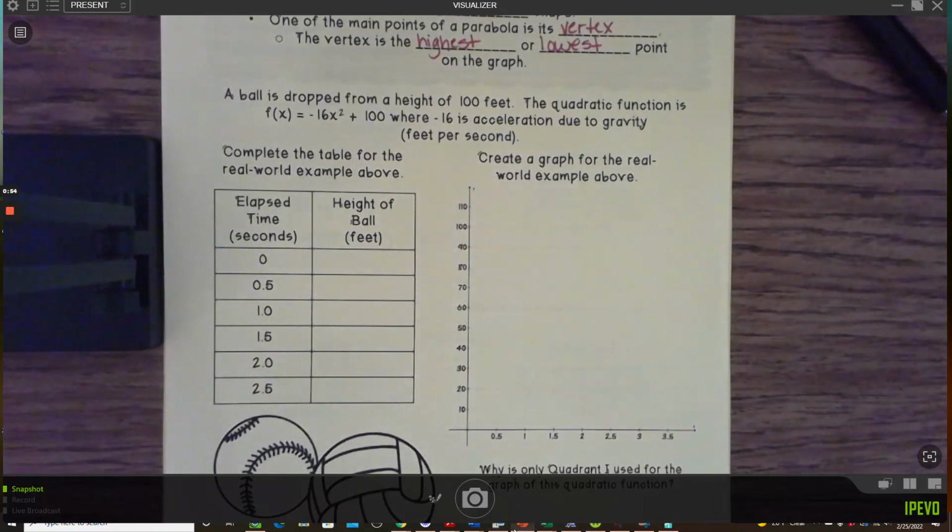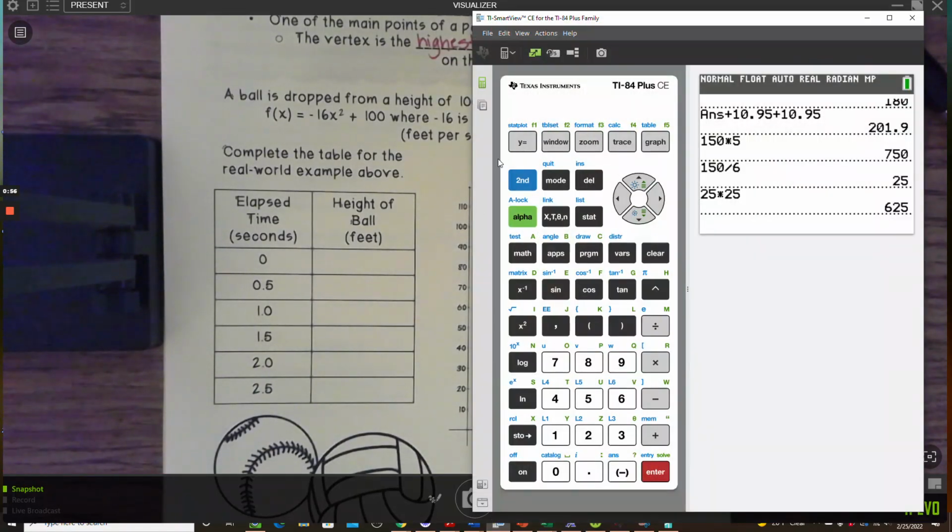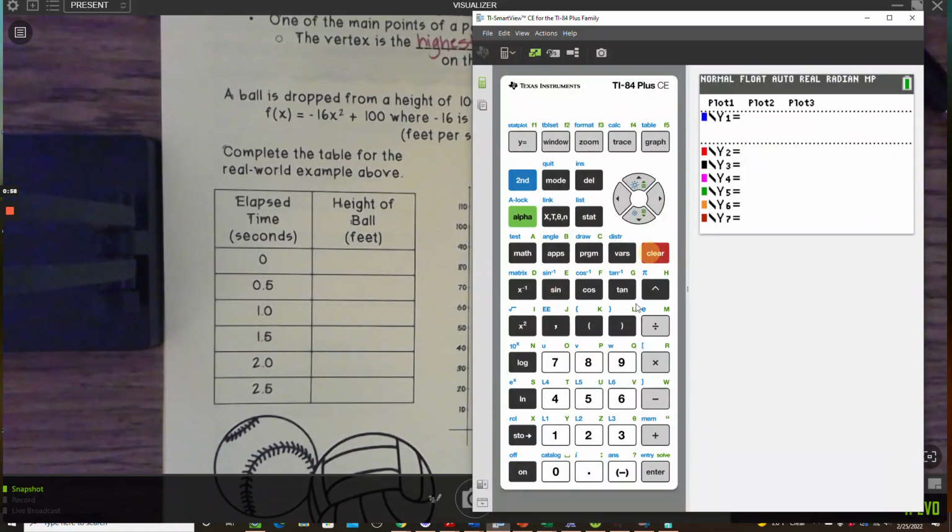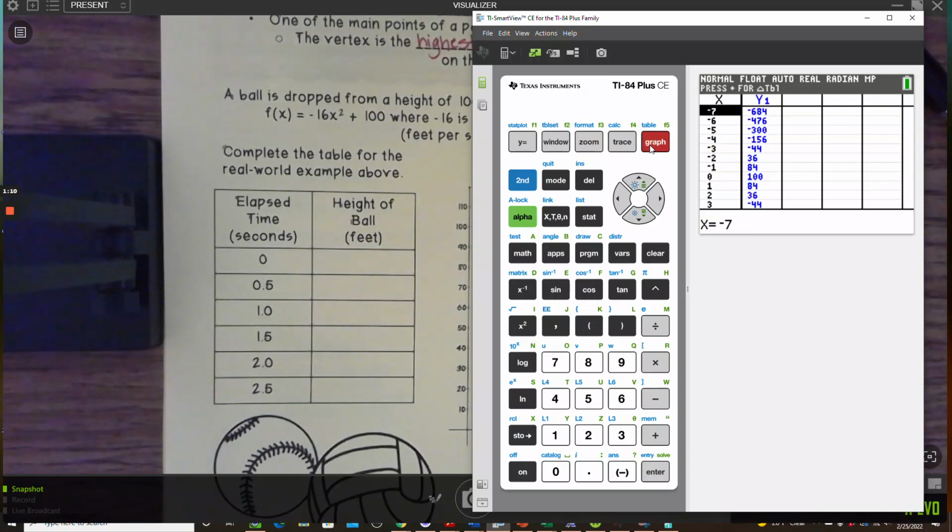The easiest way to do that in your calculator is to go to y equals and type that function in, negative 16 x squared, and then plus 100. You can do second and then table, and it brings all the values up for you. These are only the whole number values, so we'll have to figure the others by hand.